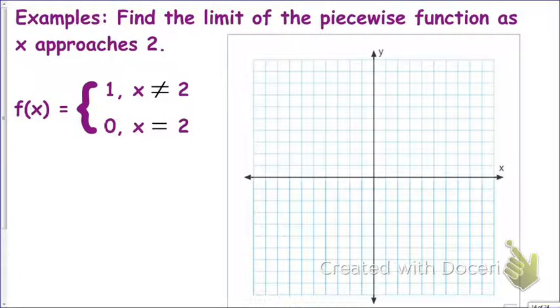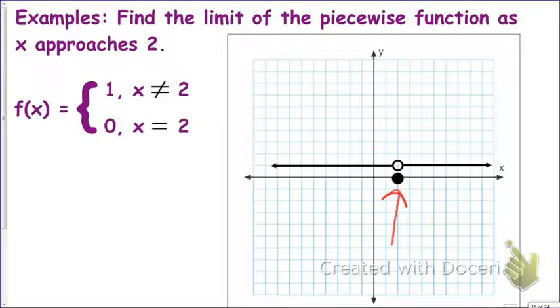For our next example, we're asked to find the limit of a piecewise function as x approaches 2. I'd like you to, again, pause the video, graph your piecewise function, and then we'll talk about what the limit is as x approaches 2. Here's what your piecewise function should look like. We have the equation y equals 1 everywhere except when x is 2. When x is 2, our y value is 0.